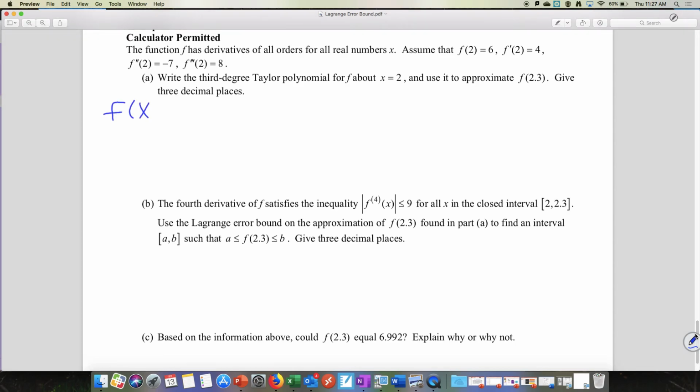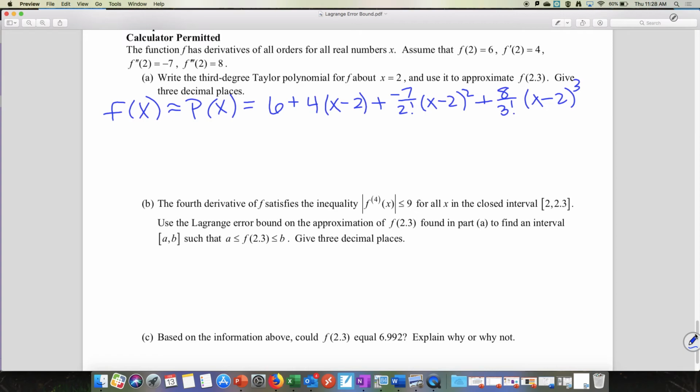Our function is approximately the polynomial of the function value plus our first derivative times x minus a, plus the second derivative over 2 factorial times x minus a squared, plus the third derivative over 3 factorial times x minus a cubed. Okay, we can use all of our derivative values to write our polynomial without even knowing what the function is. Very cool.